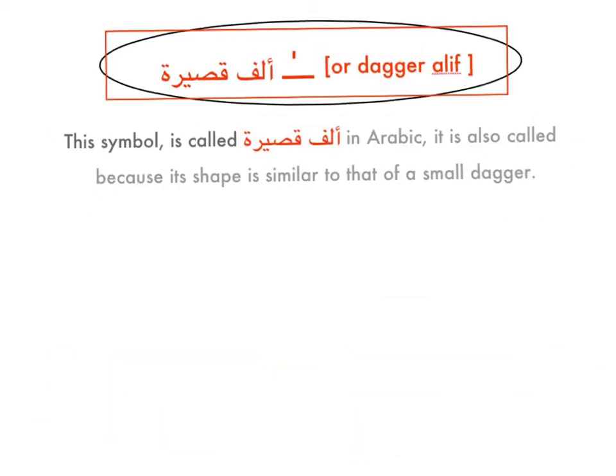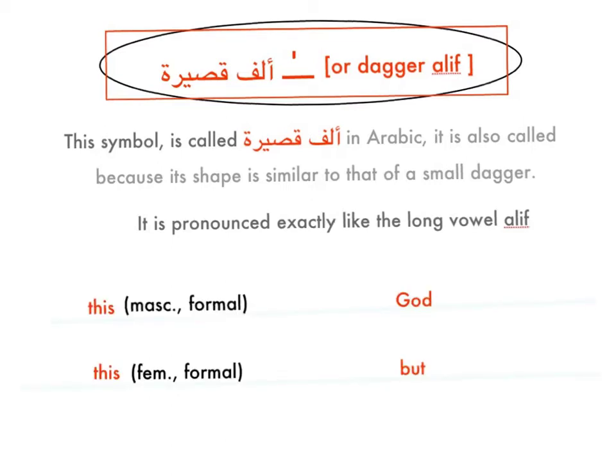Alif qasira, which means short alif, but in the book it is translated as Dagger Alif, and it is short alif because, as you see, it is a very short line. It is pronounced exactly like the long vowel alif. A good example of this would be the word Allah, which means God. Now we write the Alif qasira on top of shadda and the letter lam. Another good example would be the word hada, which means this.